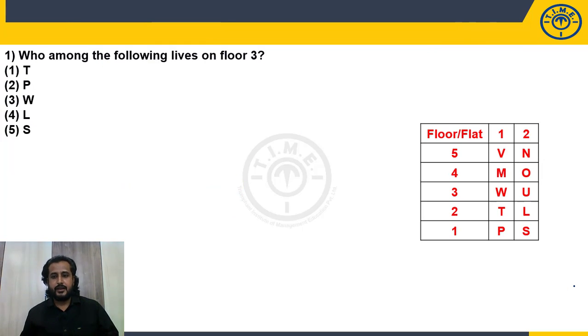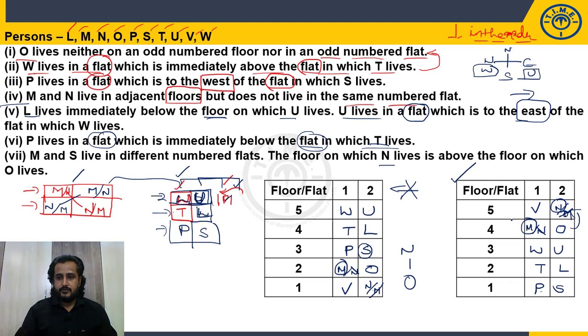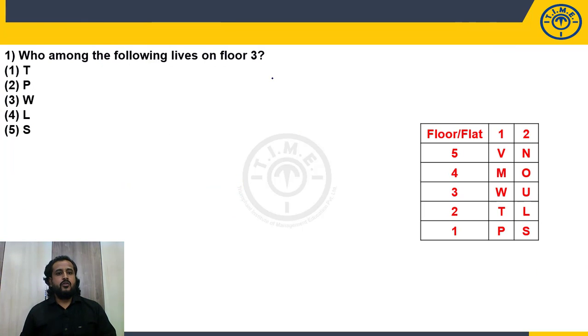Now you have the clear arrangement here. VN, MO, W, TL, PS. Okay. Now, who among the following lives on floor 3? Who lives on floor 3? W or U? Who is there? W. Okay, fine. Choice 3 is my answer.